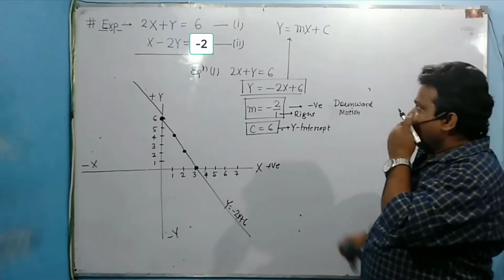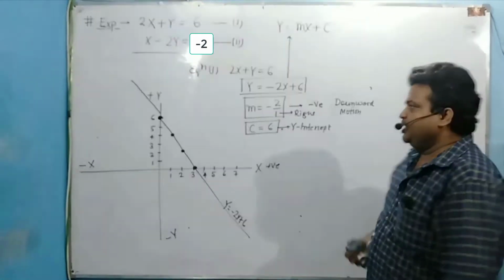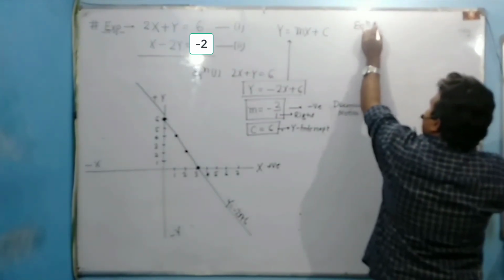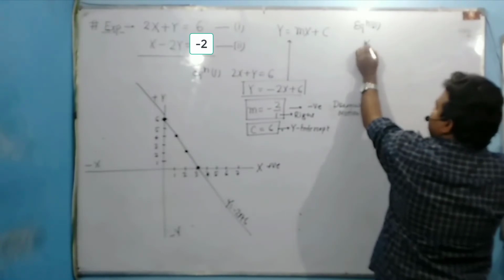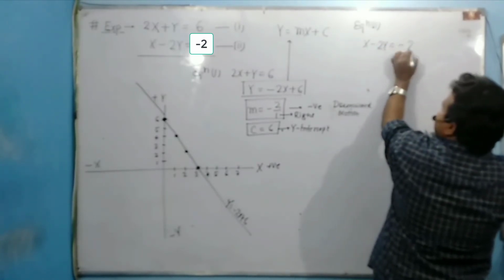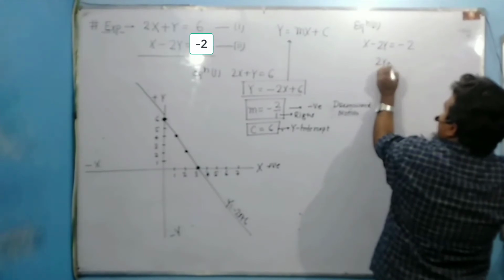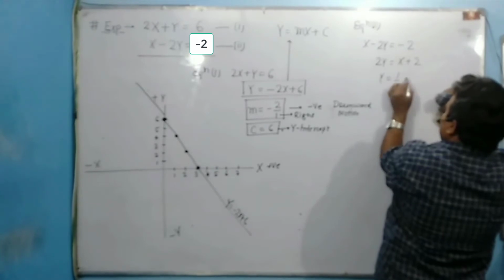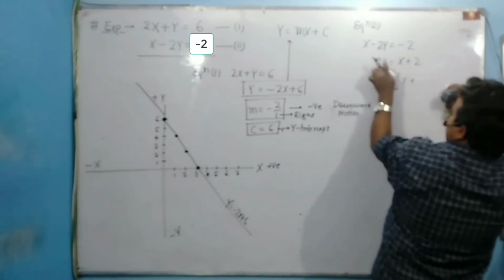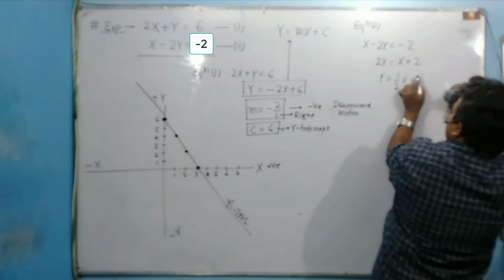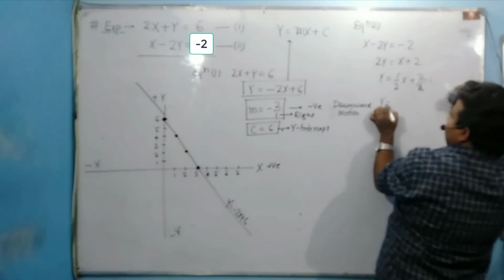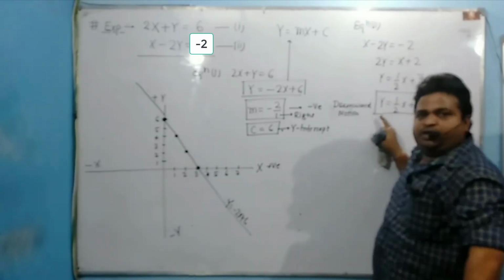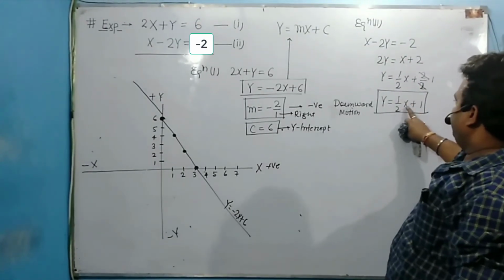Now again you need to draw a second straight line from equation 2. My equation 2 is what? x minus 2y equal to minus 2. So from here, 2y is equal to x plus 2. So the y value is what? 1 by 2 x plus 2 by 2. 2 by 2 comes 1. So my equation is y equal to 1 by 2 x plus 1.